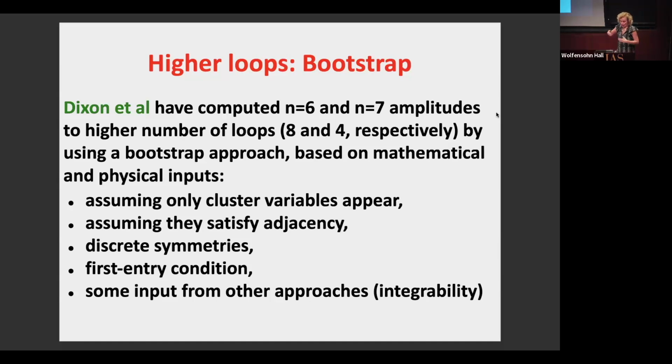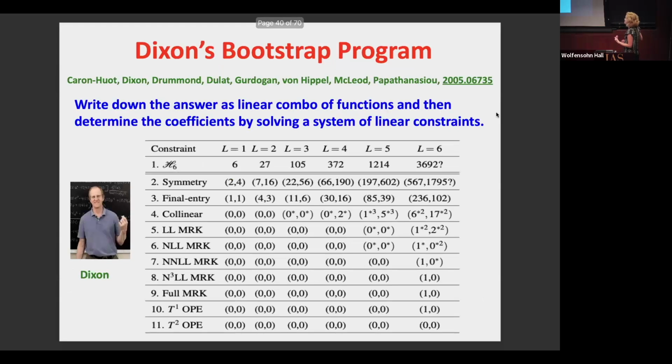So for example, they assume that only cluster variables appear, and that the variables satisfy adjacency, that there's certain symbol first entry conditions. So basically, lots of input from physics. They take an ansatz and they do these computations. So it's called Dixon's bootstrap program. And for example, here I've written, they start with this many functions, and then they impose symmetries.